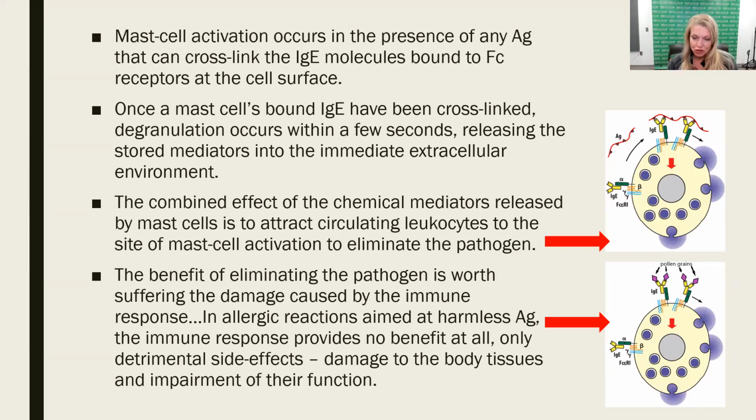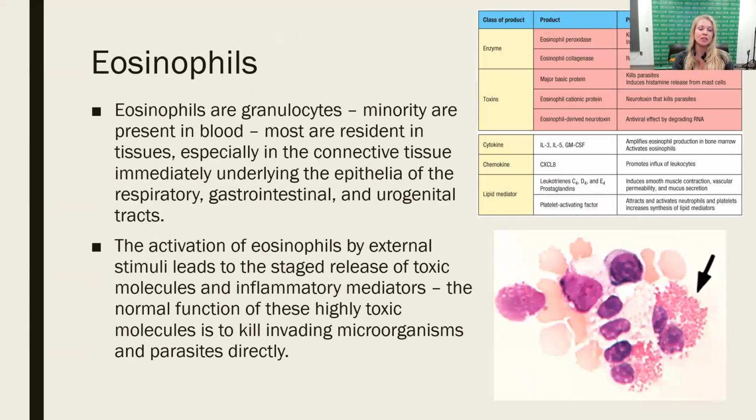But if this cross-linking happens because of an allergen, there's a lot of destruction that doesn't need to be. There's damage to the body and tissue, there's dysfunction, there's all kinds of different side effects for no reason, because those pollen grains, for example, like in this picture, pose no threat to the health of the individual, where a helminth could pose a threat. So that's what's happening with mast cells. We're going to see similar things with eosinophils and basophils.